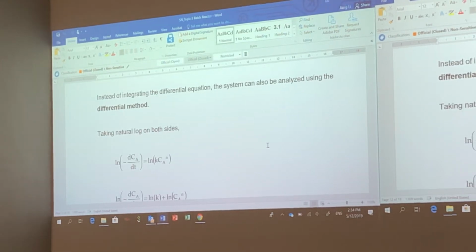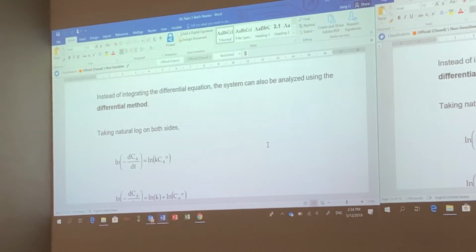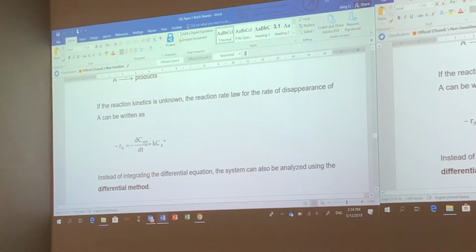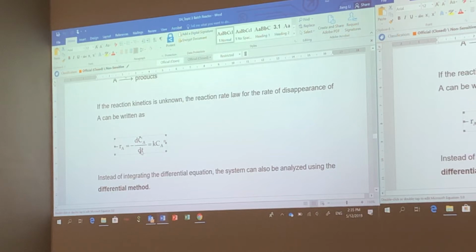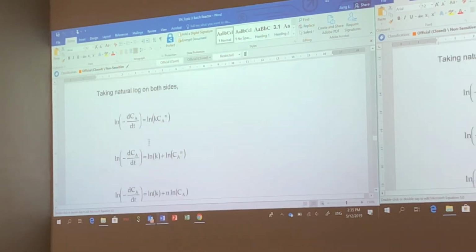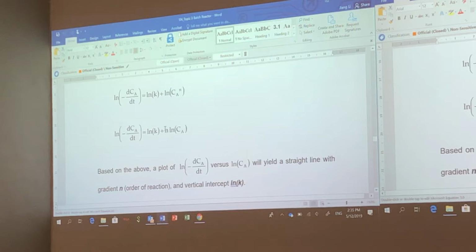Alright, so differential method, listen. The first graph will be CA versus t. Then from the first graph, you need to know how to find this gradient, minus dCA/dt. That is to draw the tangent line. After you get the points of the gradient, you then plot the second one based on this, which is ln of this gradient versus ln CA. Then from this straight line, you will get a gradient. The gradient will tell you the order and the rate constant.